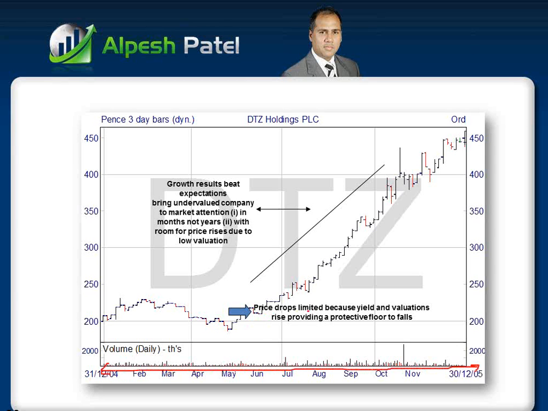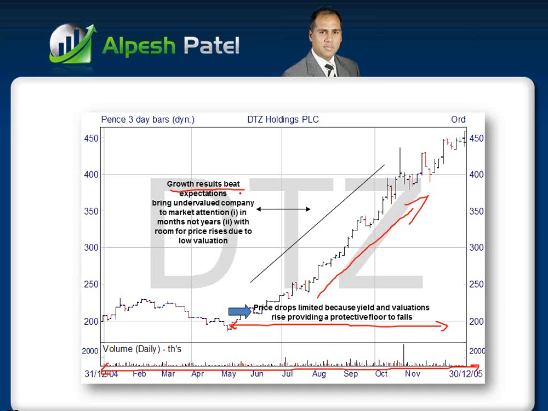And the way it happens is price drops are limited because yields prevent the price dropping too far, remember, because valuations rise as well. So that gives us a protective floor to how far any of our stocks could ever fall. How clever is that? But that's not good enough, because what we want is prices to rise. How do we get that? Well, we've got the growth filter in there.